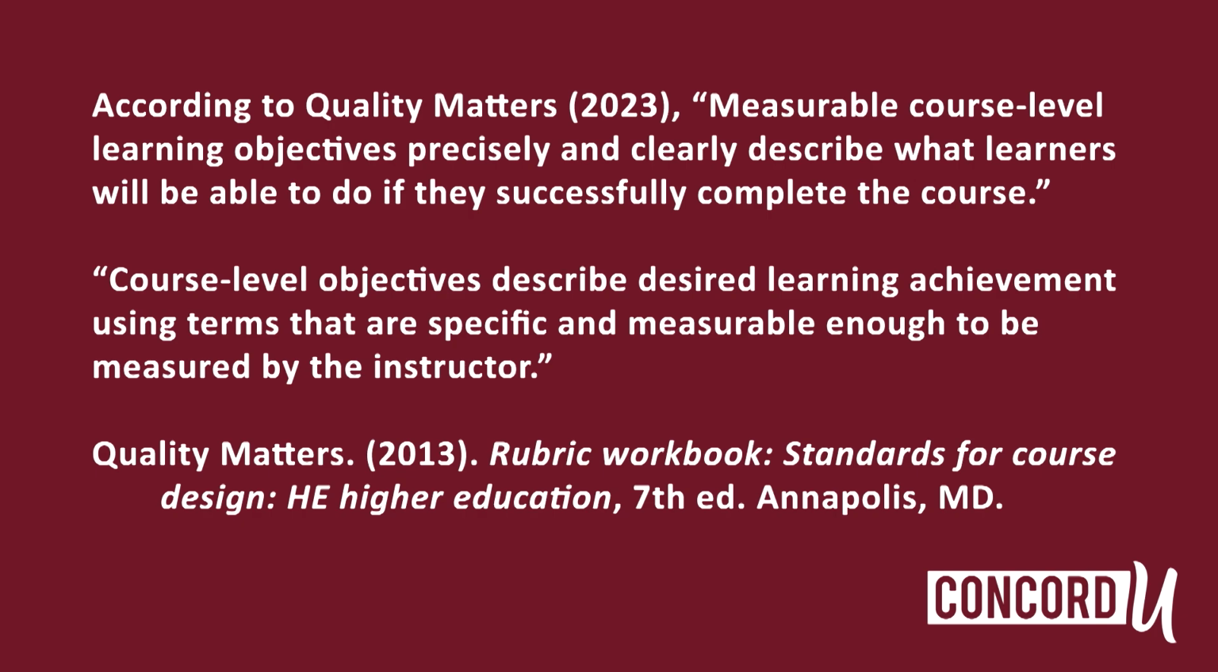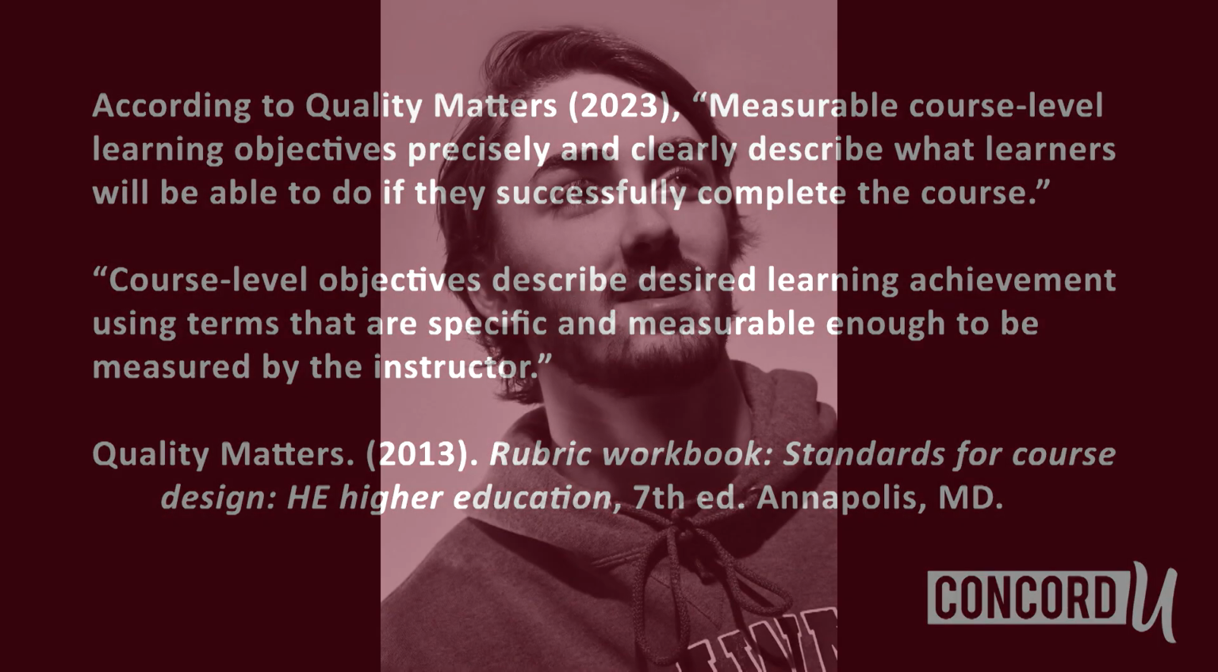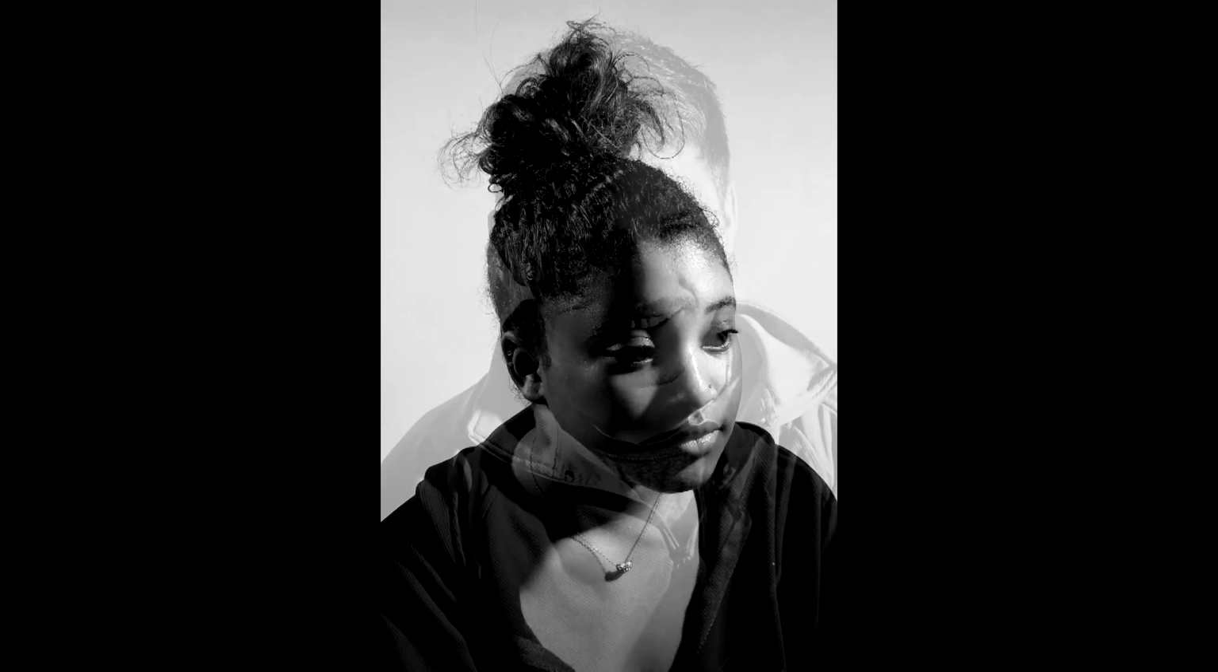According to Quality Matters, and as we stated earlier, measurable course level learning objectives precisely and clearly describe what learners will be able to do if they successfully complete the course. Course level objectives describe desired learning achievement using terms that are specific and measurable enough to be measured by the instructor. As an example, I'll be using a digital photography class that I taught for six years at another institution.